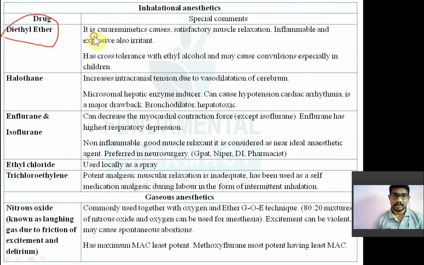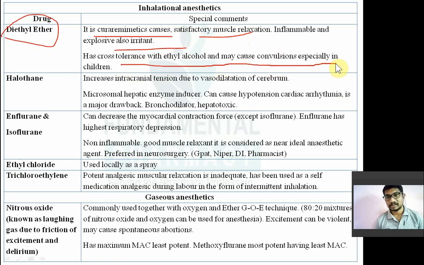It is a curare mimetic, means it will cause muscle relaxation, satisfactory muscle relaxation. It is inflammable, मतलब ये आग पकड़ सकता है, inflammable and explosive, and also it is irritant to your respiratory system. It can have cross tolerance with ethyl alcohol and may cause convulsion, especially in children. ये epilepsy कर सकता है children में, diethyl ether. Next one is halothane.